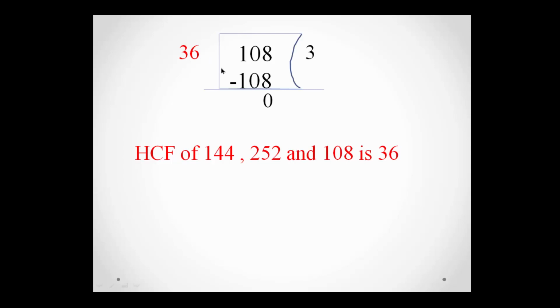What is the third number? The third number is 108. So after dividing we are getting 3 as quotient and 0 as remainder. So HCF of 144, 252 and 108 is 36.